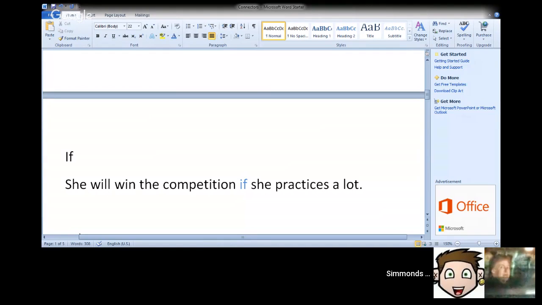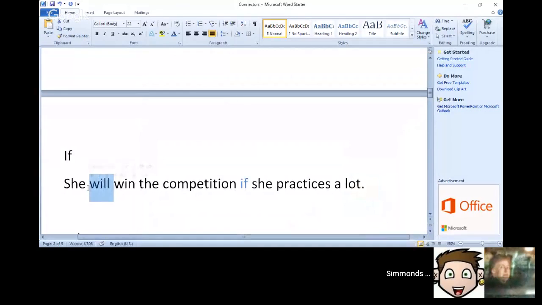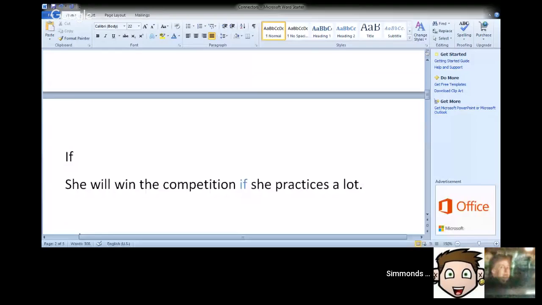Yeah. Okay, yep, it's the first conditional because in the first part, we're using will. We can only use will in the first conditional because in the second and third conditionals, we have to use would. Okay, so that's one clue. And in the second part over here, we're using the present simple. Okay? So that's fine. So that's good. And we can say if she practices a lot, she will win the competition. Okay, so a little grammar today with our connectors here. Questions, comments?